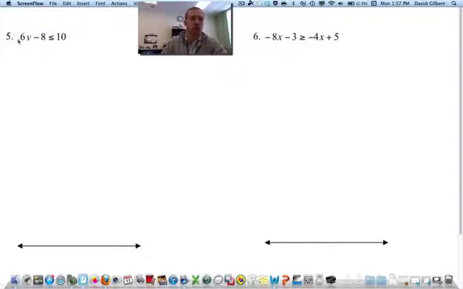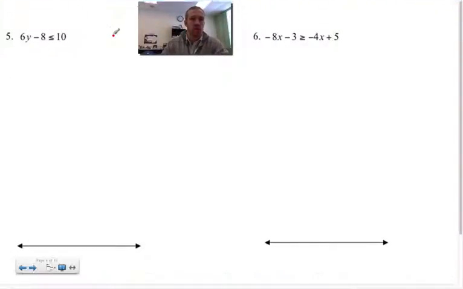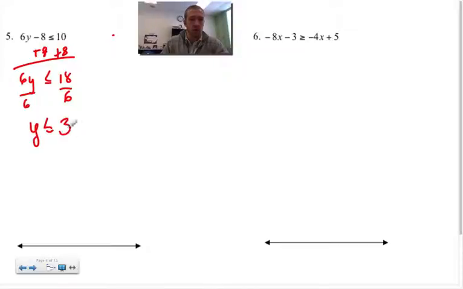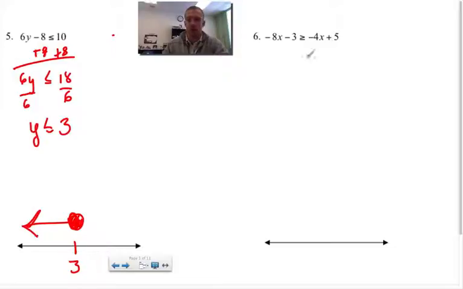Alright, so here we go. Number 5. First thing we're going to do is add the 8, and that gives us 6y is less than or equal to 18. Divide by 6, and that's y is less than or equal to 3. So starting at 3, it's a closed circle, a filled-in circle, pointing to the left.